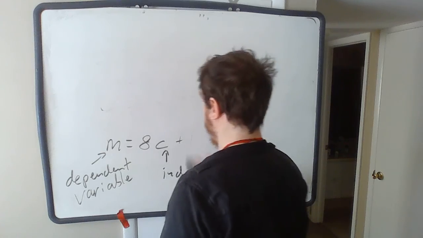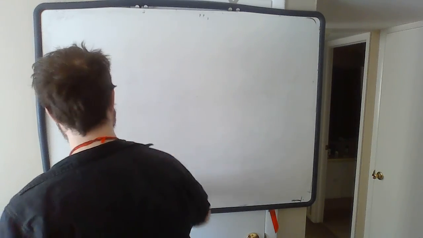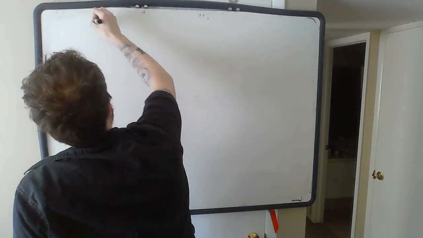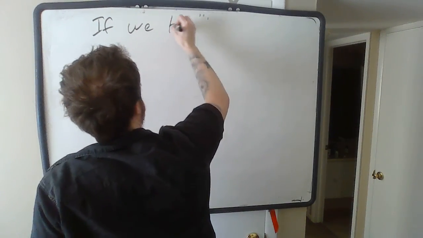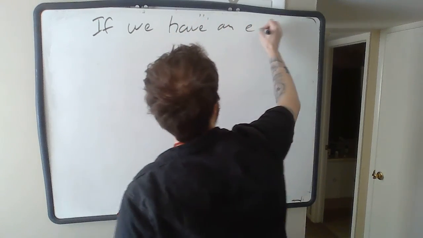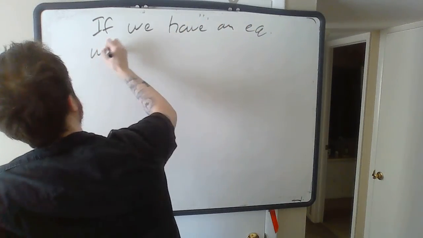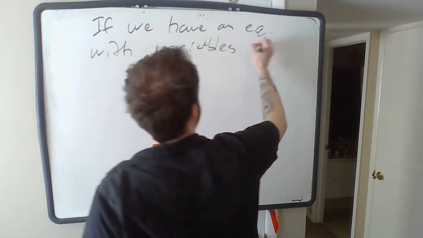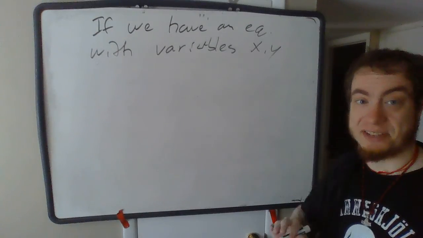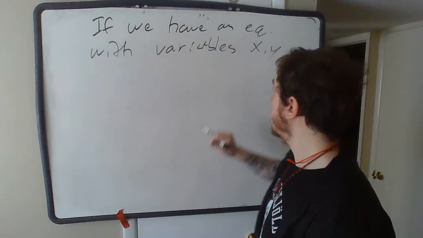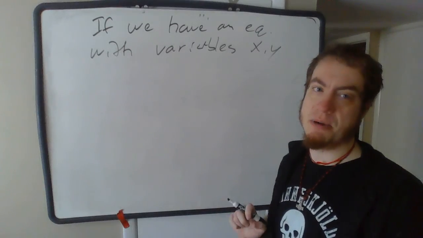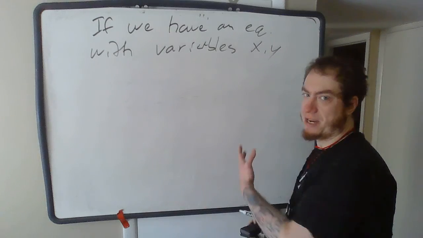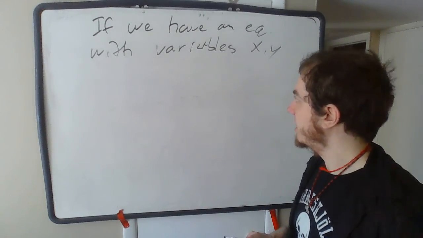Now, when you have an equation that involves two variables, let's say that we have an equation with variables x and y. We often use x and y as the variables, and usually x is representing the independent variable and y the dependent variable when we're just talking about abstract equations in mathematics.